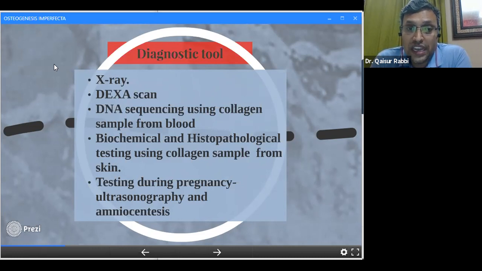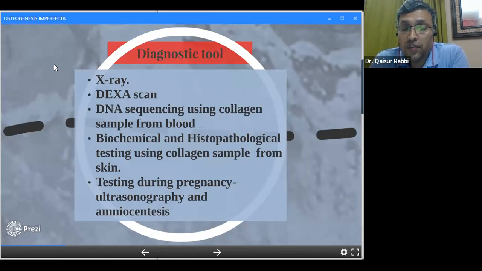Along with that, we can go for DNA sequencing of the collagen sample that we can acquire from the blood, and also we can take collagen samples from the skin and get biochemical and histopathological testing to find out whether that baby is suffering from osteogenesis imperfecta or not.